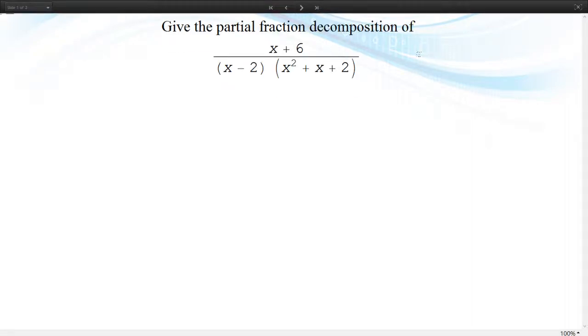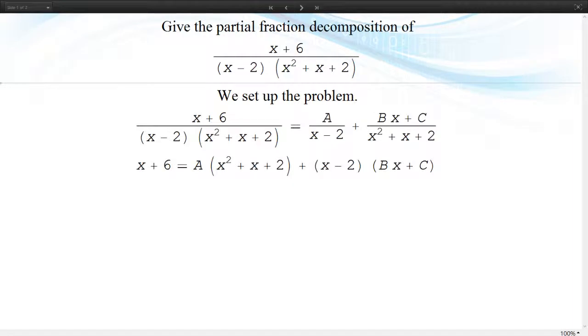Problem 4. Give the partial fraction decomposition of x plus 6 divided by x minus 2 times x squared plus x plus 2. So, we set up the problem.